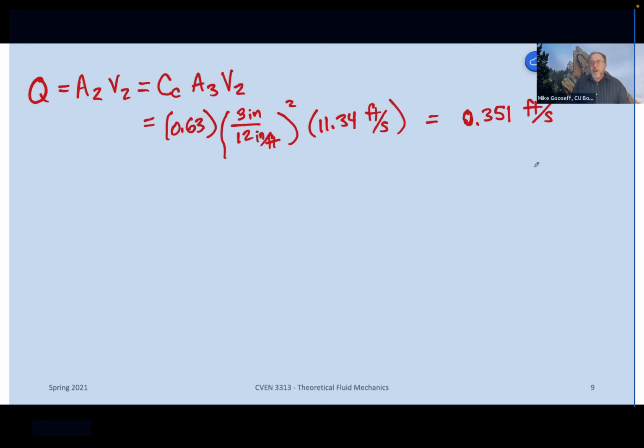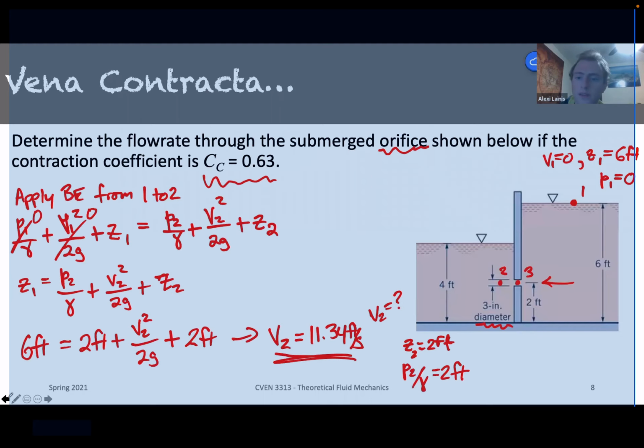Alexi, was there something that popped up? Yeah, someone just asked in the chat why P2 over gamma equals 2. I think that was on the last slide. So P2 over gamma has to equal this pressure of overlying water in this case, or whatever fluid it is. And because we know there's 2 feet above us, then that head is represented as 2. But that is different than the 2 that is the elevation head above the bottom. So if this was 5 feet deep and 2 feet off the bottom, we would have a 3-foot pressure head above us and 2 feet of elevation head below us.